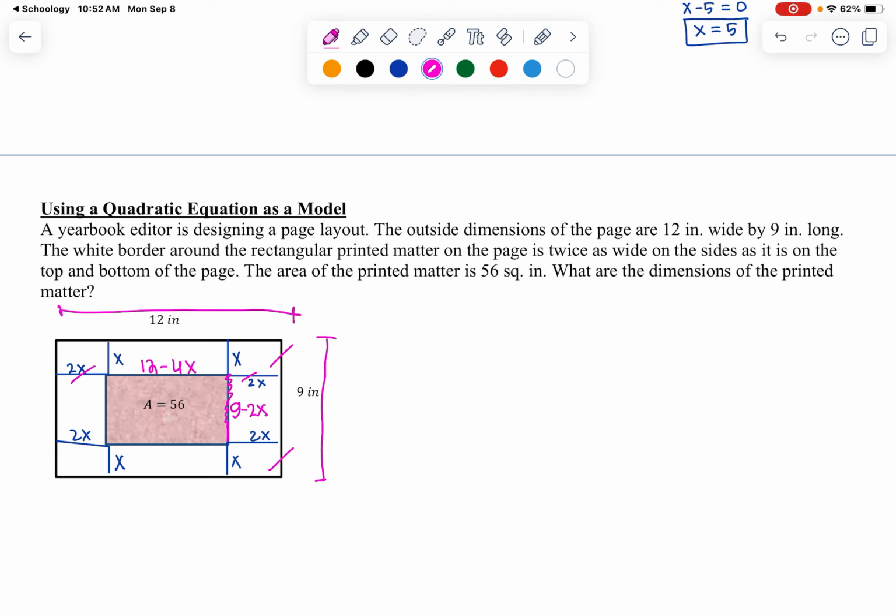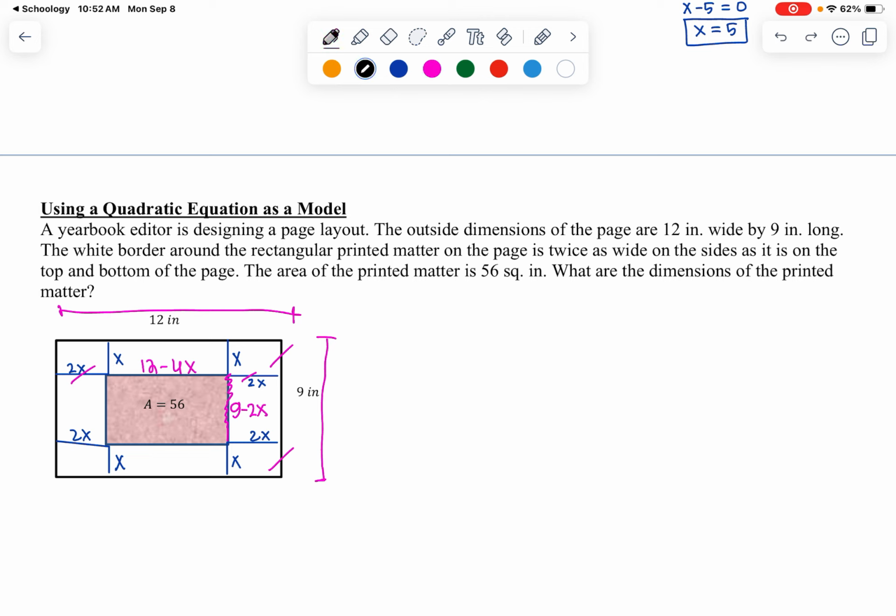So now if I want to find the area of the printed matter, or let's see, what are the dimensions of the printed matter? So that's this right here. And what is that, 56? The area of the printed matter is 56. All right, good. I know I'm talking to myself here. But I need to find x, right, to find the dimensions.